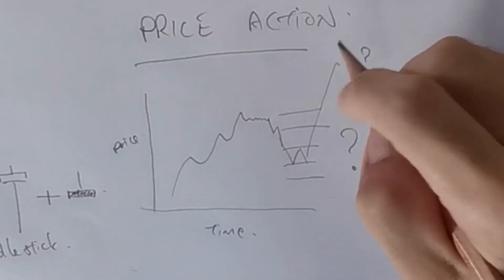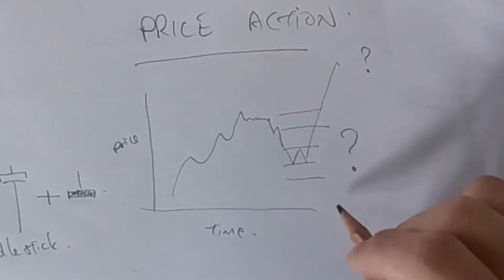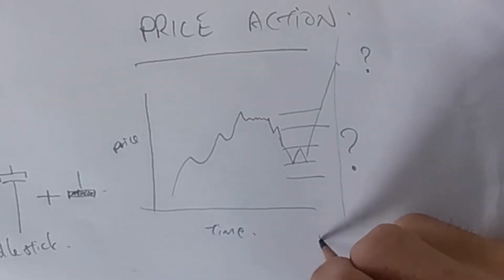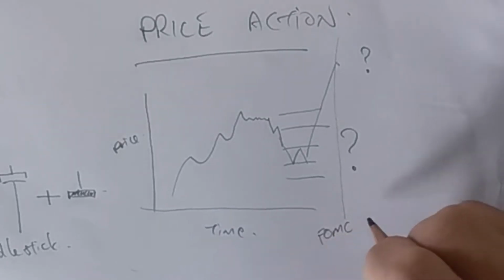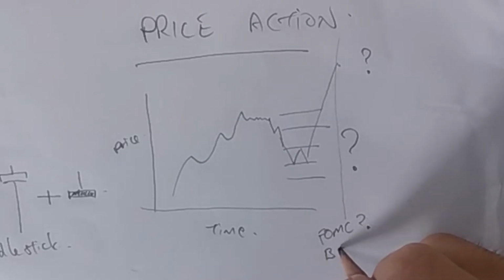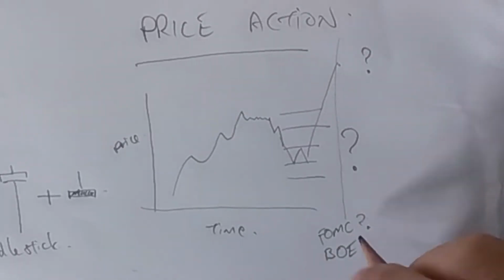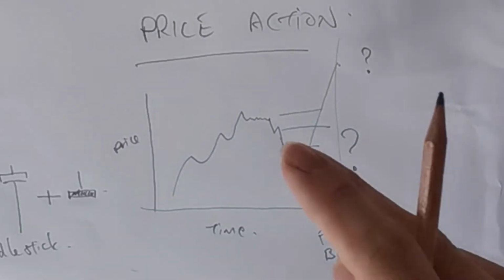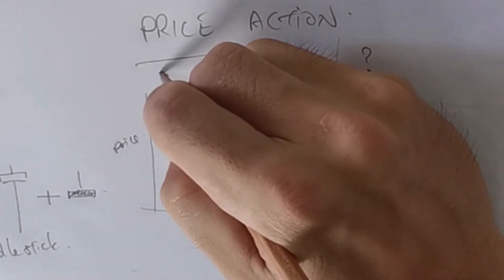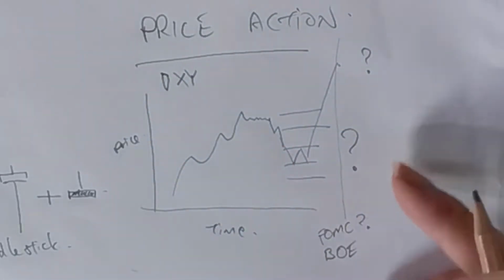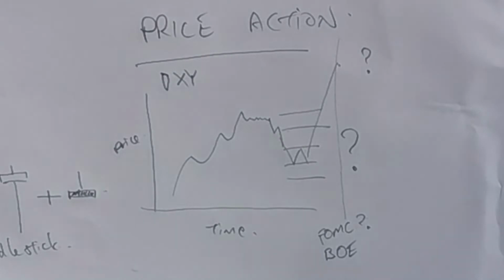And after it did, was there any news? Remember, this is time. Was there any news? Was there FOMC? Was there Bank of England? Some kind of event? Was there a technical event? And at those times, let's say this is the XY, did it also influence another chart at the same time?